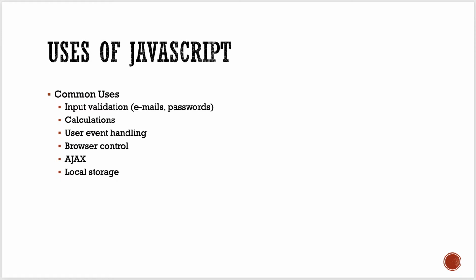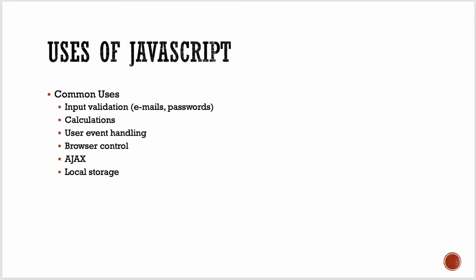Some uses of JavaScript, and there are lots of uses of JavaScript, but some common uses are typically for input validations, emails, passwords, things that one might normally expect in forms. JavaScript does get used for calculations, also to handle a variety of user events and the way a user might interact with the web page, whether it be on a laptop, a desktop, on a mobile device, on a phone. User event handling is one of the more popular uses of JavaScript. Control of the browser and browser behavior is one of the uses of JavaScript.